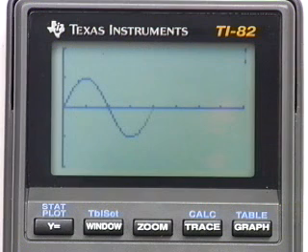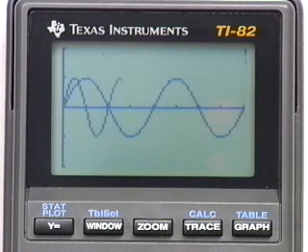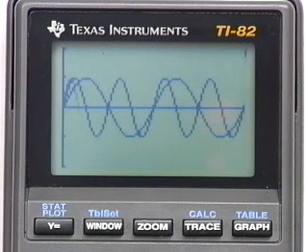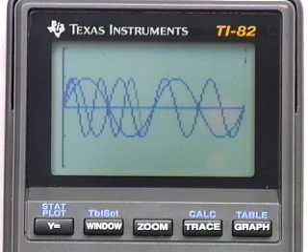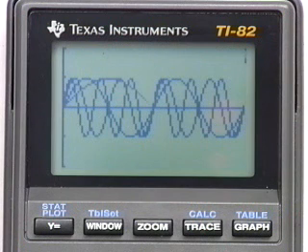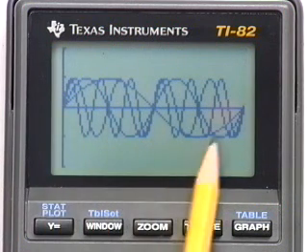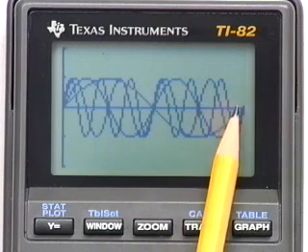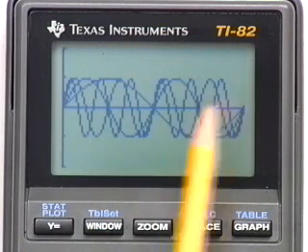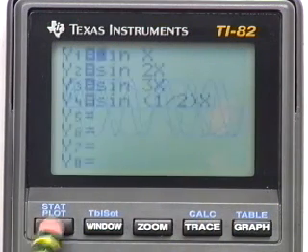Y equals sine x. You see it goes through 2 complete cycles between 0 and 4 pi. There's y equal 2 sine x, y equal 3 sine x, and then y equal sine of 1/2 x. So you see y equals sine 1/2 x goes through 1 complete cycle between 0 and 720, or between 0 and 4 pi. Let's go back and look at our y variables list.